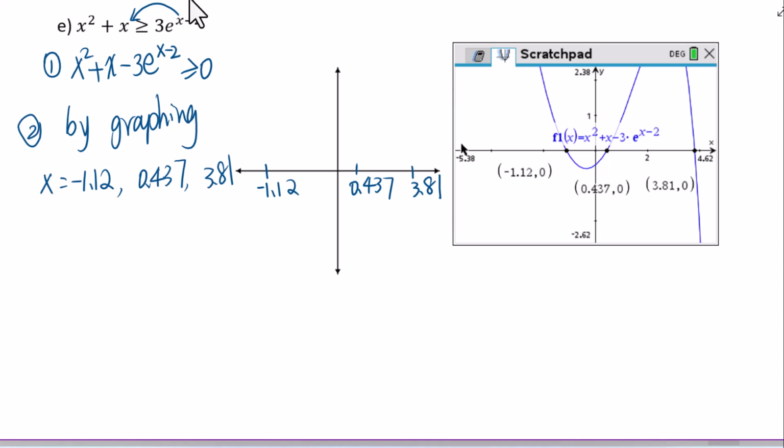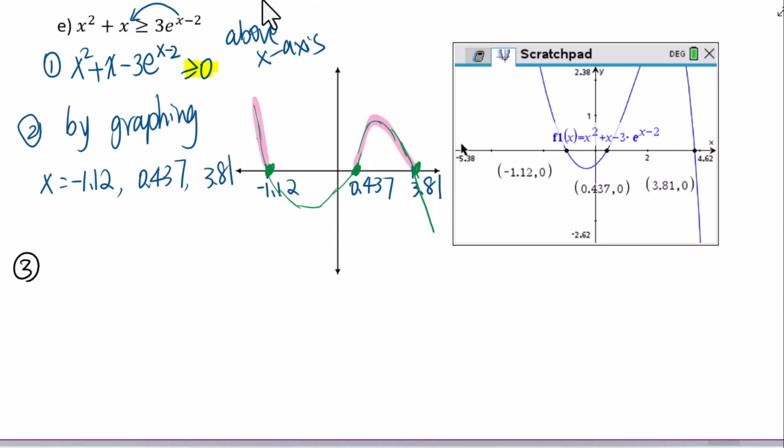Then we sketch the graph like this. Since we have an equal sign, this is a closed circle. Greater than or equal to 0 means above the x-axis. So basically, this and this are the solution. Last step, write down the solution, this part and this part.